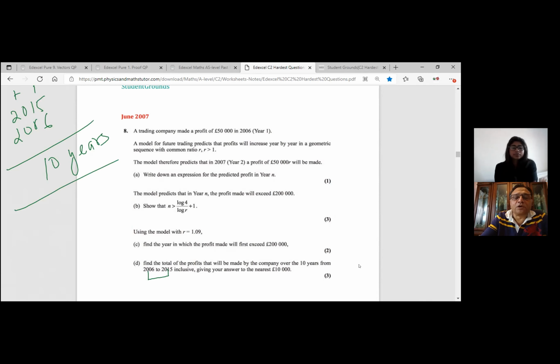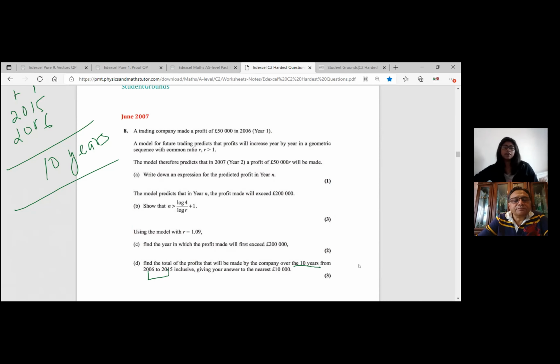Find the total of profits that will be made by the company over the 10 years. You get the calculation? Inclusive means you have to add 1 after subtracting. That is also a common mistake seen in test papers, right? Yeah, I've seen so many questions like this where they say inclusive, and then you forget to add one. So these are small things. Even after doing it correctly, you get a wrong answer because of wrong interpretation. Is that clear? Right.